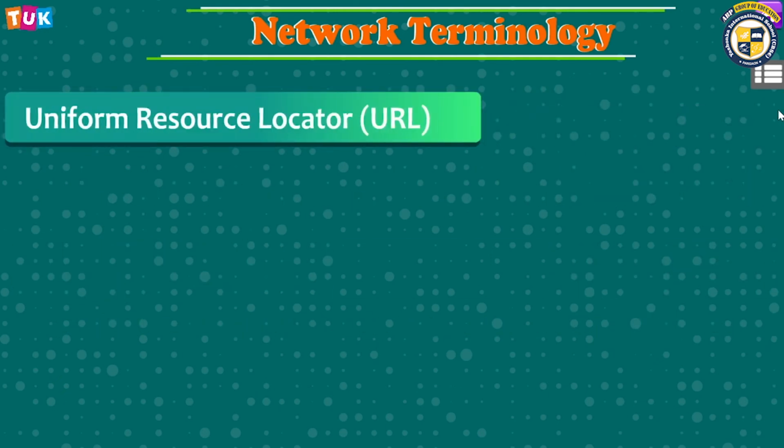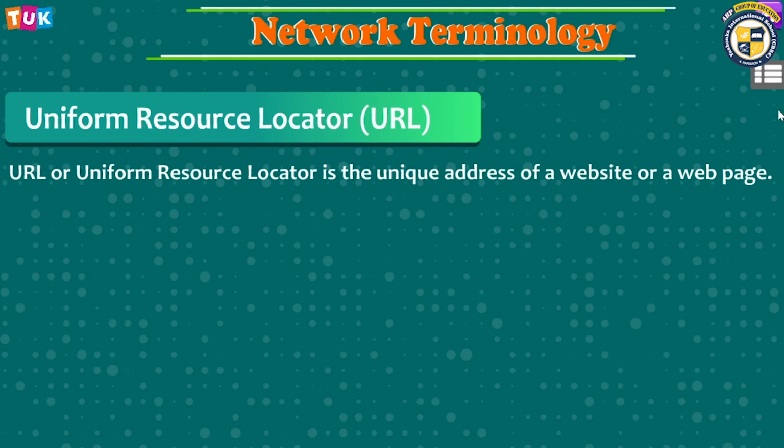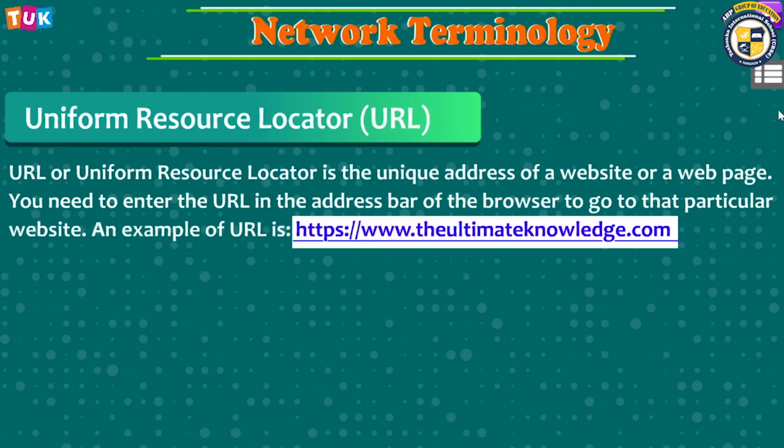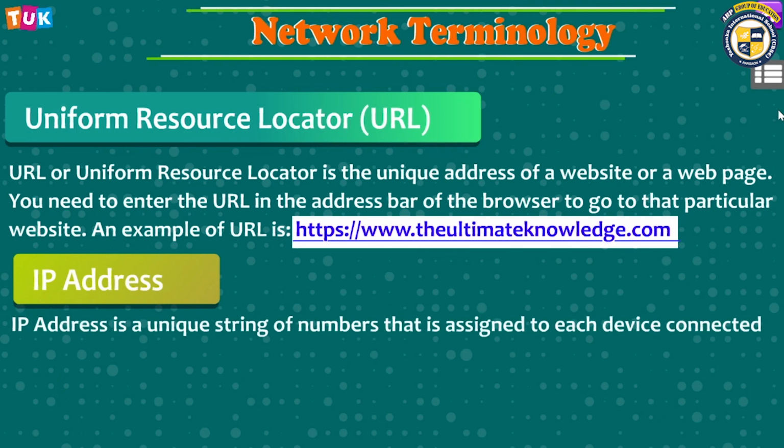Uniform Resource Locator (URL). URL or Uniform Resource Locator is the unique address of a website or a web page. You need to enter the URL in the address bar of the browser to go to that particular website. An example of URL is https://www.theultimateknowledge.com.